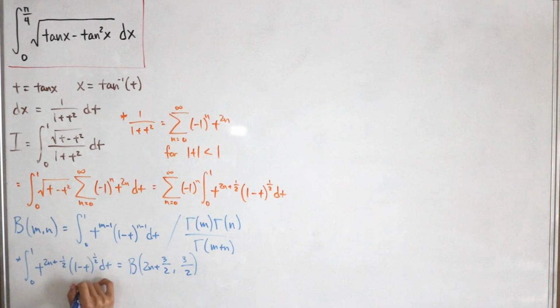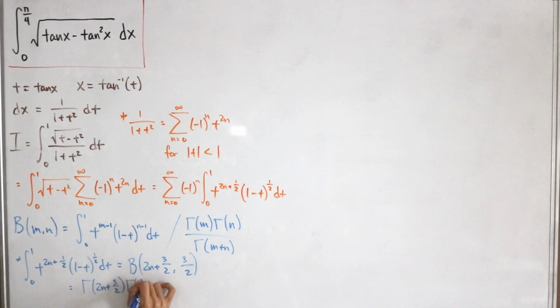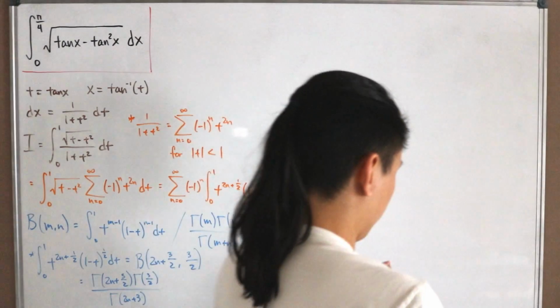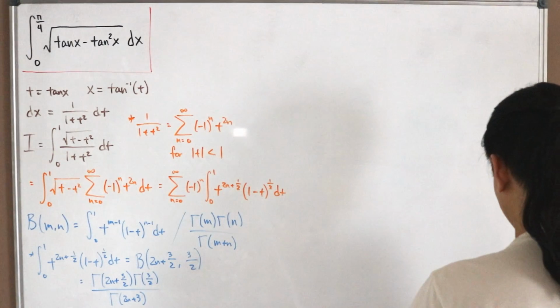So with that, now let's write this in terms of a gamma function representation. That means we have gamma of 2n plus 3 over 2 multiplied by gamma of 3 over 2, and if we add the sums together, we have gamma of 2n plus 3. And so with this, now we have to actually evaluate these gamma functions. So let's start with that.